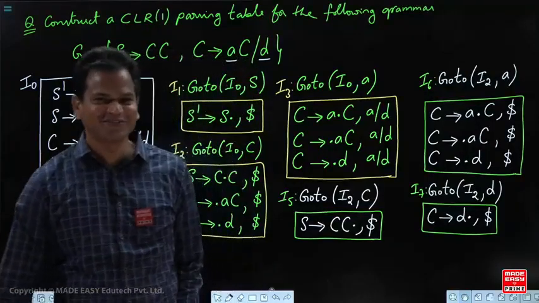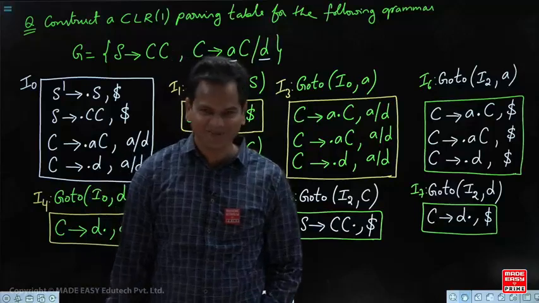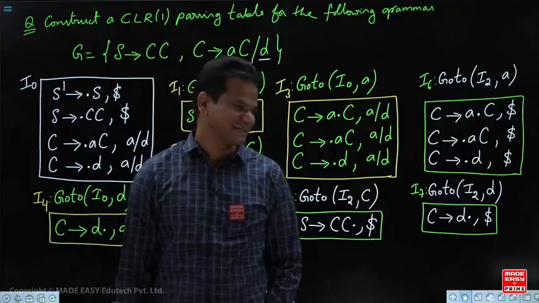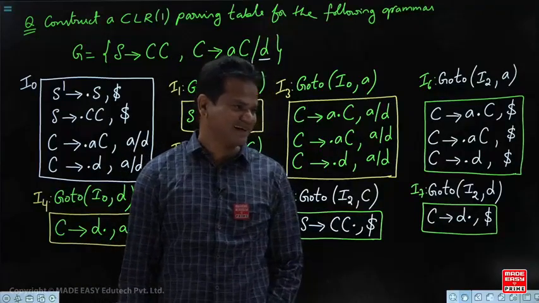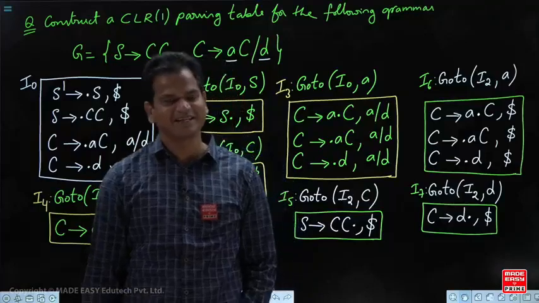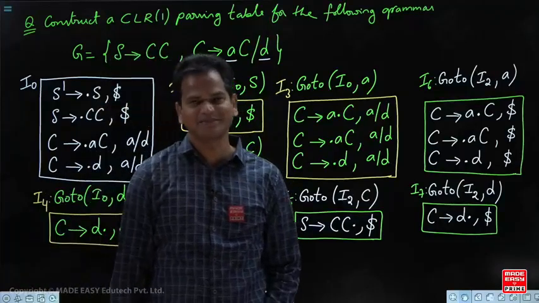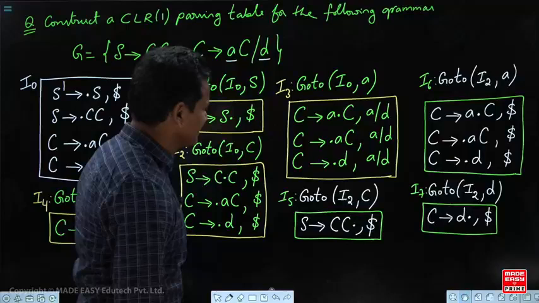How to do CLR of n? Don't worry, you don't have CLR of n. N is only one. On the starting day, I told you LR of k. Our limitation is only 1. K is limited to 1. So don't worry about LR of 2, LR of 3.